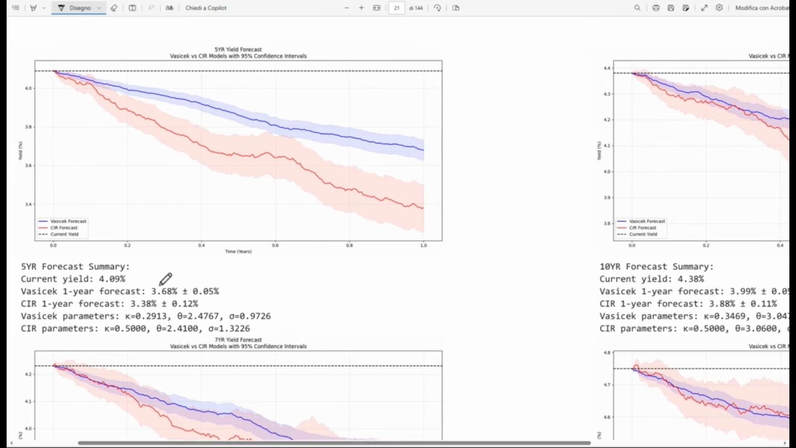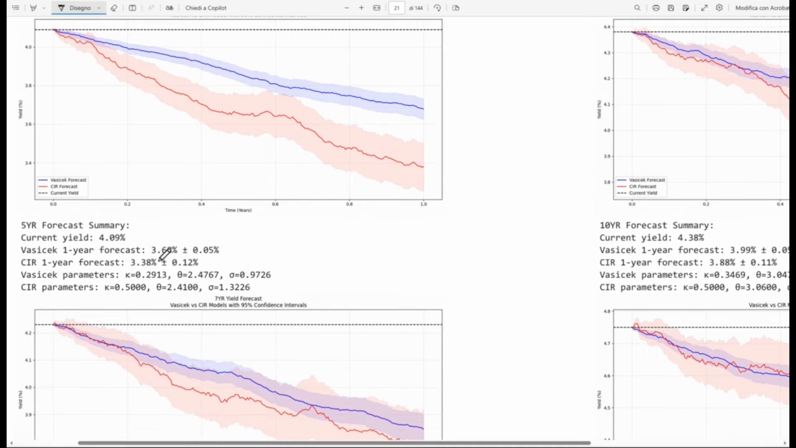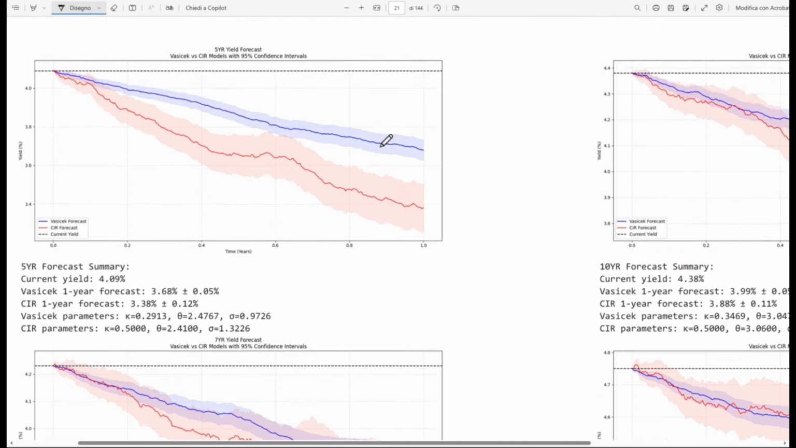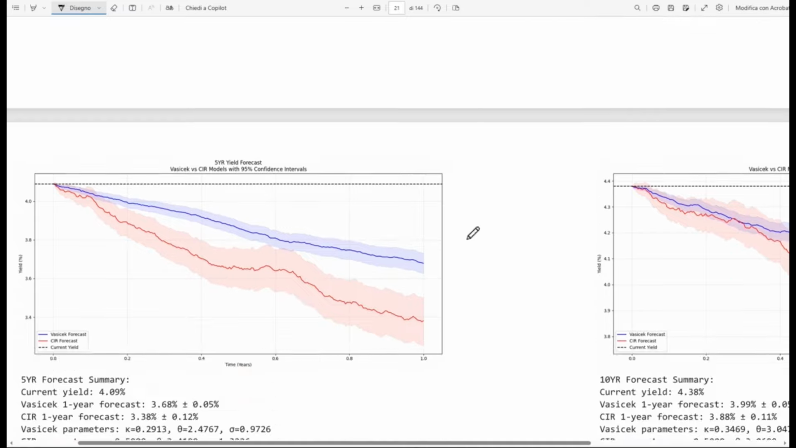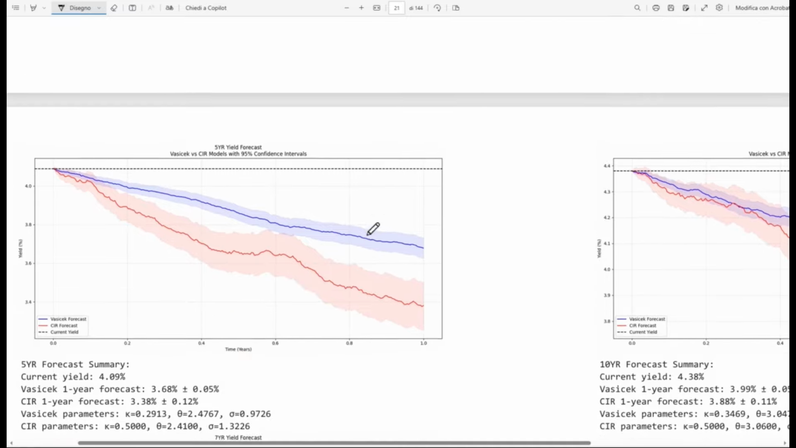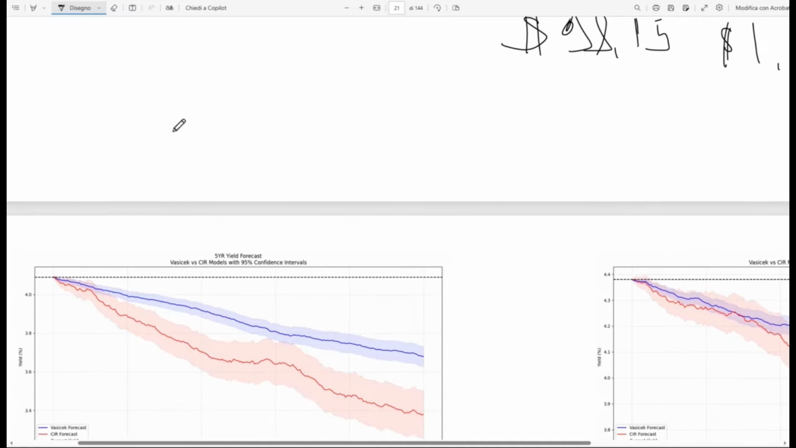So the 5-year yield, let's see. Yeah, there is not much difference. The Vasicek model is 3.68. The yield now is 4.10%, and the projection is between 40 to 70 basis points of decrease in the yield. And of course, this is very mechanically possible, because you want to expect a positively sloping yield curve, like a normally sloping yield curve.